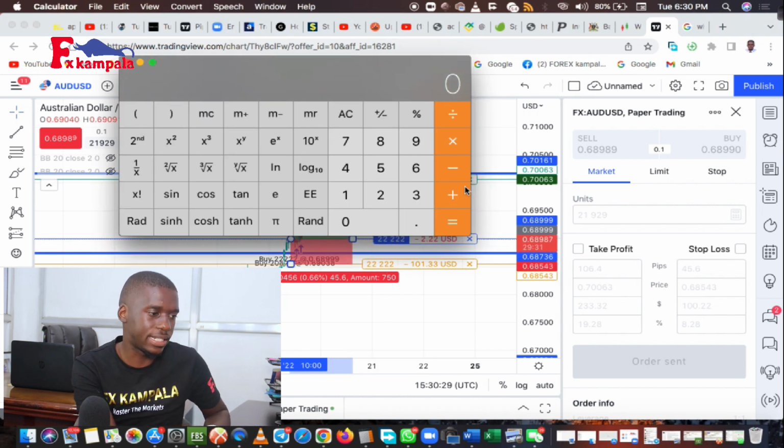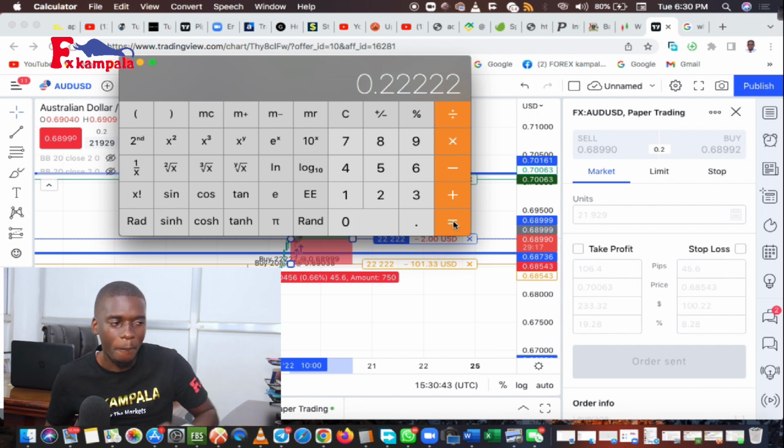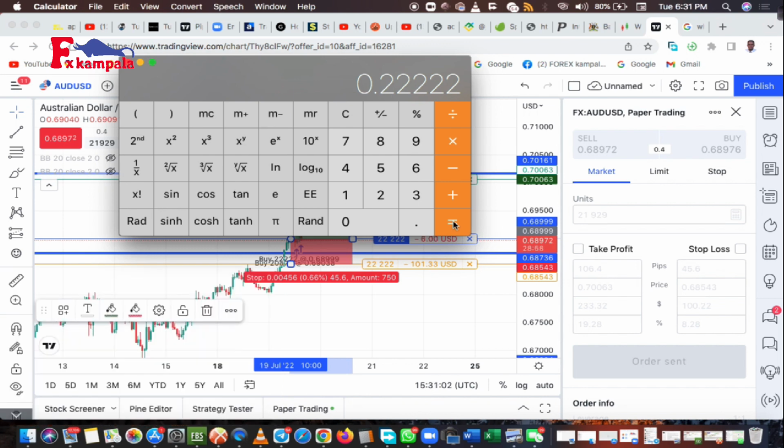Yes, if I get to my calculator and I say 22,222 units, when I divide them by 100,000 units, probably I'll be getting a lot size of 0.22. So just go to your MT4, put in 0.22 on Australian dollar, US dollar, enter your trade with the stop loss, take profit, and all that, and the entry point. So it's as simple as that. And this time round, you just don't need to have a pip calculator and all that. So it's as simple as that and easier to trade.